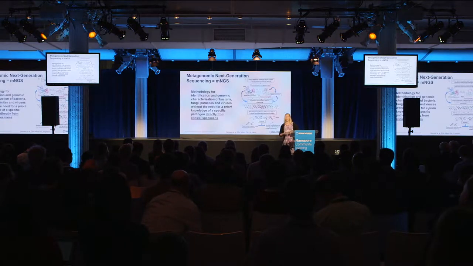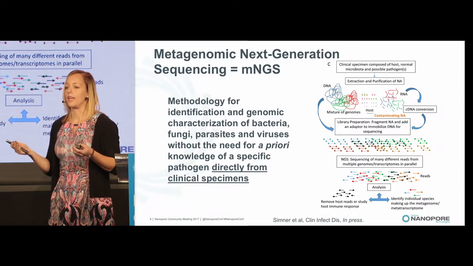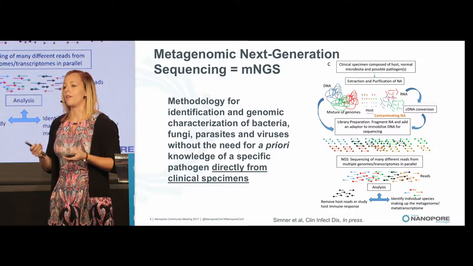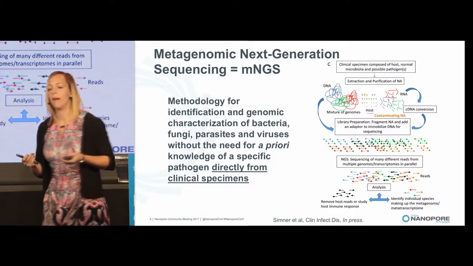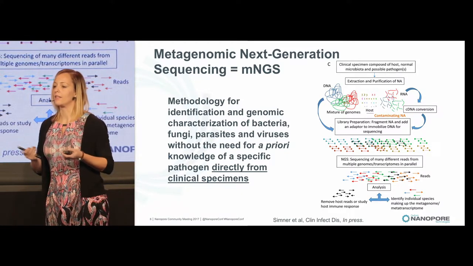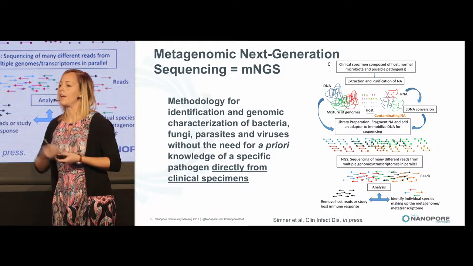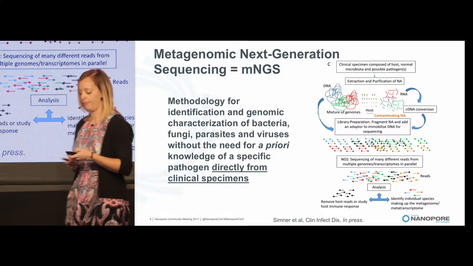And you heard a little bit about this yesterday. So just briefly, metagenomic next-gen sequencing is a method for identification and genomic characterization of bacteria, fungi, parasites, and viruses without the need for prior knowledge, directly from the clinical specimen. So from a clinical specimen, let's say CSF or a sputum specimen, we isolate all the nucleic acid present, and then we will sequence that in parallel. And what happens is you get amplification and sequencing of both host human DNA as well as your microbial genome.